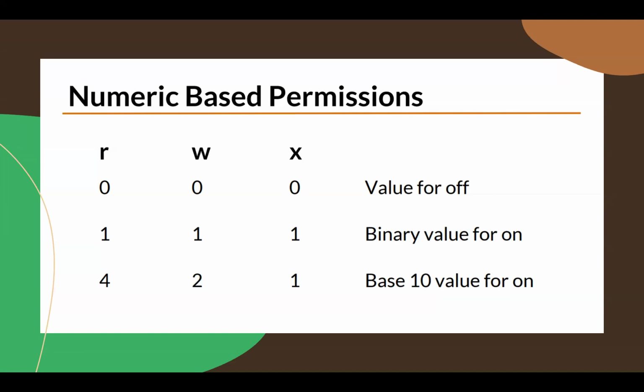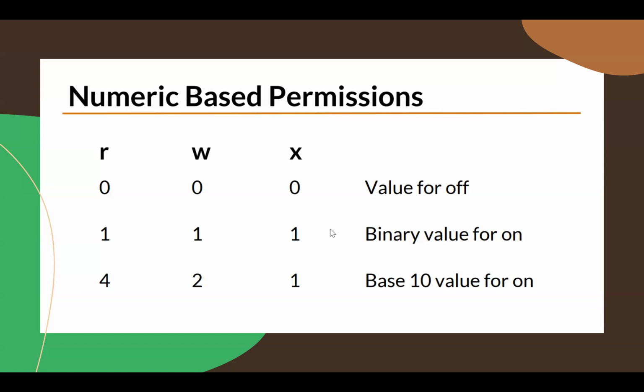If read, write, and execute are all set to off, then the binary representation is 0, 0, 0. If they are all set on, the binary representation is 1, 1, 1. If you want to remove the write permission, then the binary representation would be 1, 0, 1, because we have removed the write permission, right? So the binary representation will be 1, 0, 1.